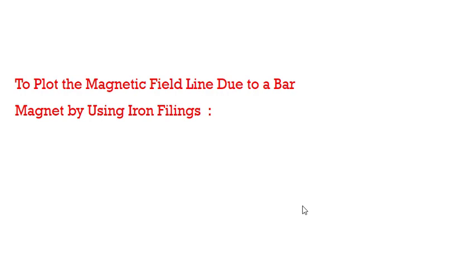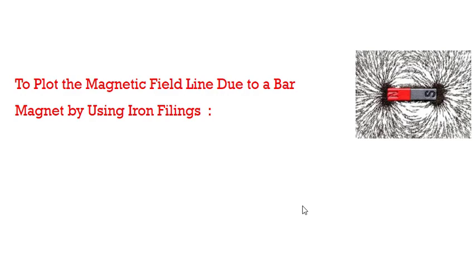There are two ways which we discuss here. One is due to a bar magnet by using iron filings. Now you see this diagram. What we have done, we have placed a bar magnet on the card paper. Then we sprinkle some iron filings around this bar magnet.